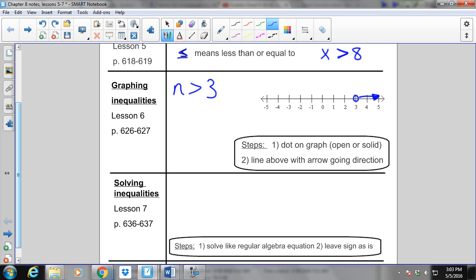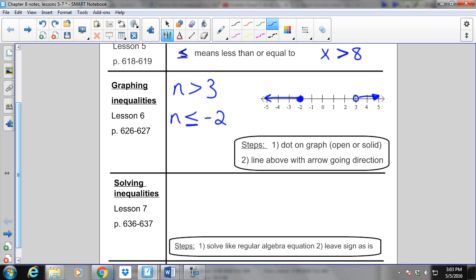Let's do another example. n is less than or equal to negative 2. So in the second example, we know that n is less than negative 2, and it may even be equal to negative 2. So how you show that is you go to negative 2, just like you did for the first example, but instead of an open dot, you make it solid. That indicates that it is less than negative 2, or it may even be equal to negative 2. And then you do a line with an arrow going in the opposite direction. Okay, that's all there is to that.